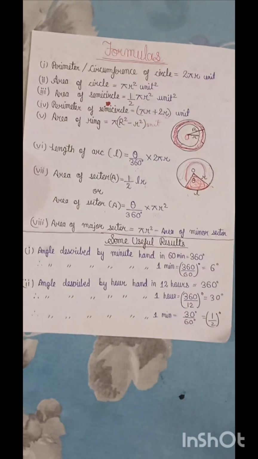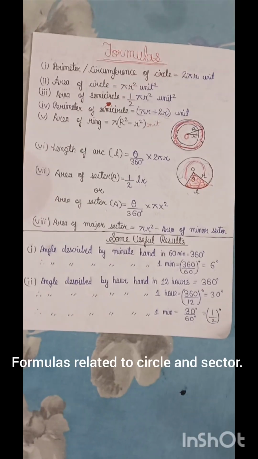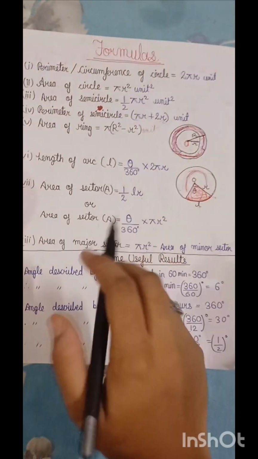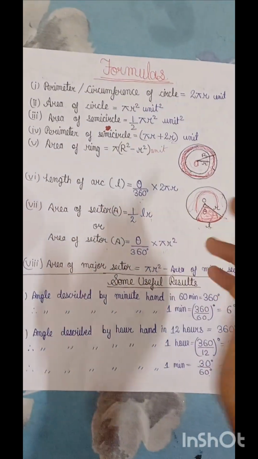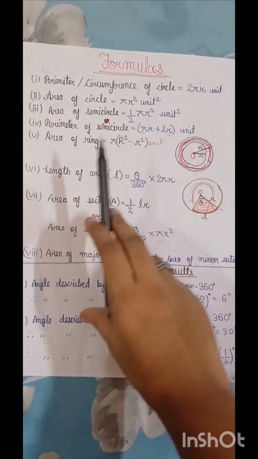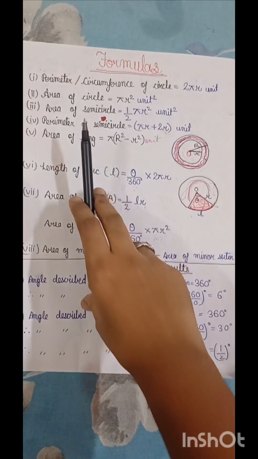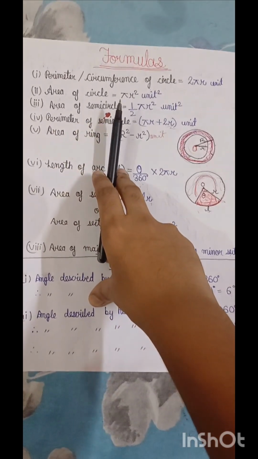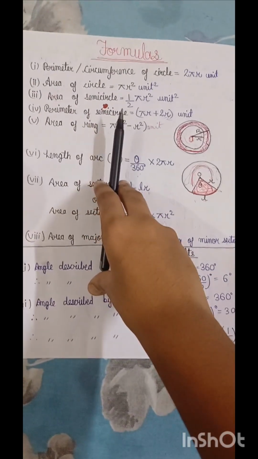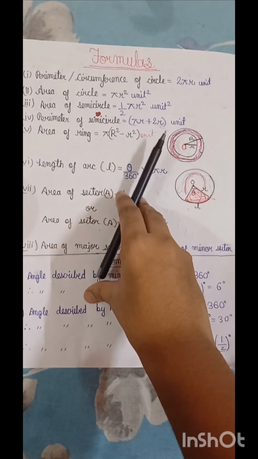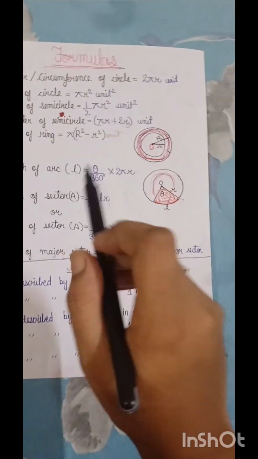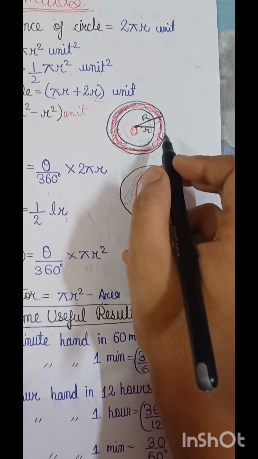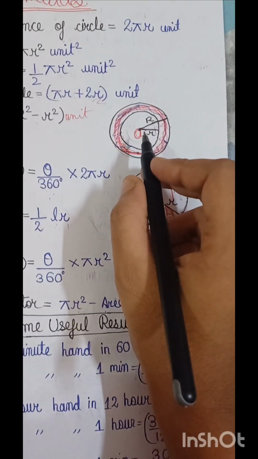Now it's the time to talk about the formulas which are related to circle, sector and segment. So see, first is the perimeter or circumference of the circle, which is known by you all. Area is also known by you all. Area of a semicircle, see, it is half of the area of the whole circle. Okay, coming to the perimeter of the semicircle, pi r plus 2r units. Area of a ring, see, understand this formula. Suppose there are 2 circles having a common center O.